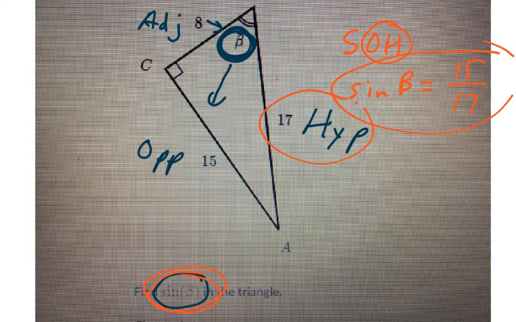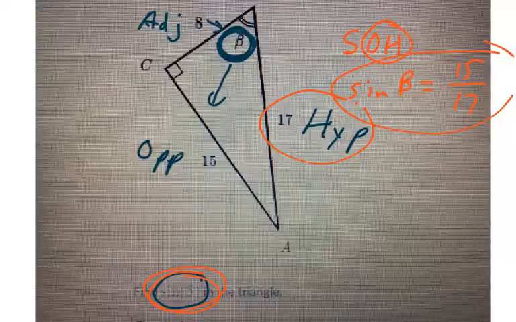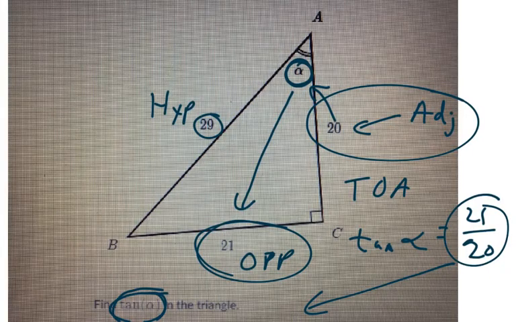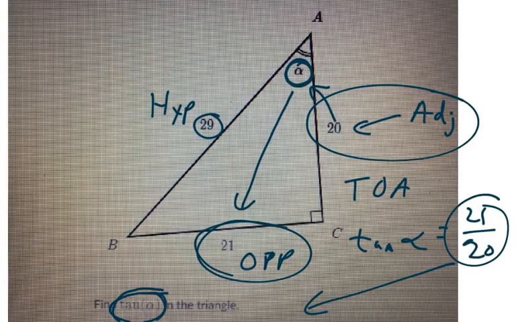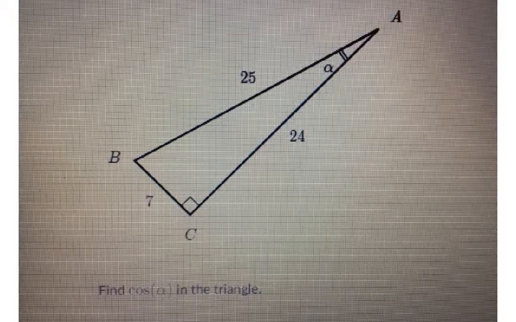So again, sine is always opposite over hypotenuse. Tangent is always opposite over adjacent. Cosine is always adjacent over hypotenuse. And that's what SOHCAHTOA tells us.